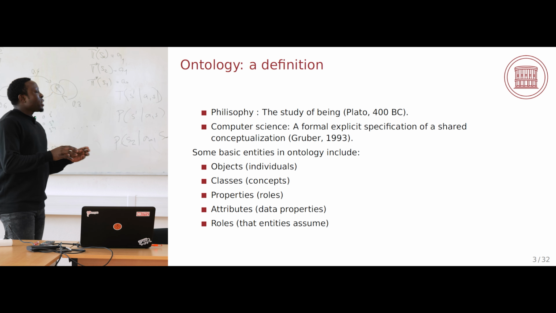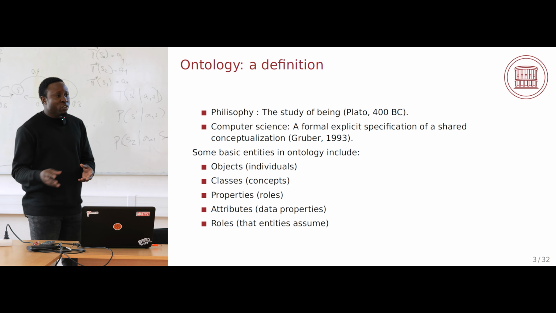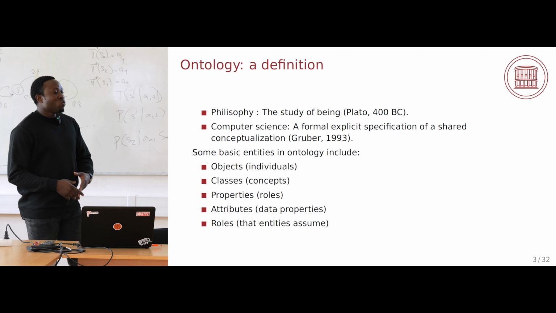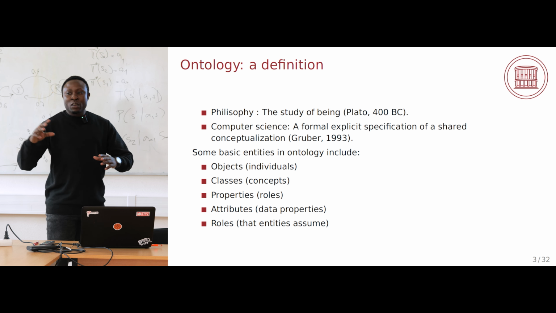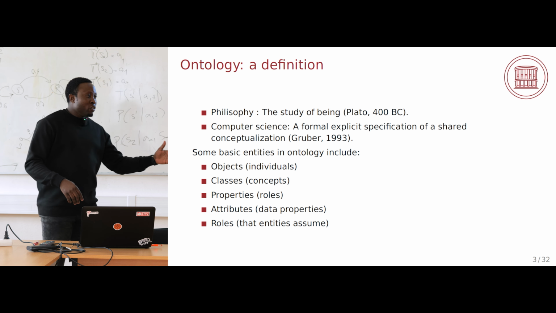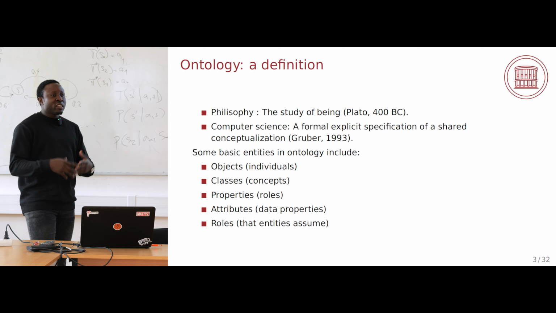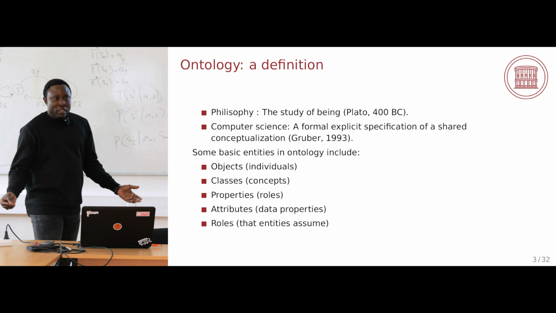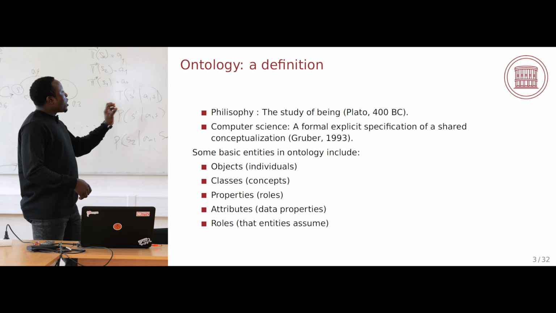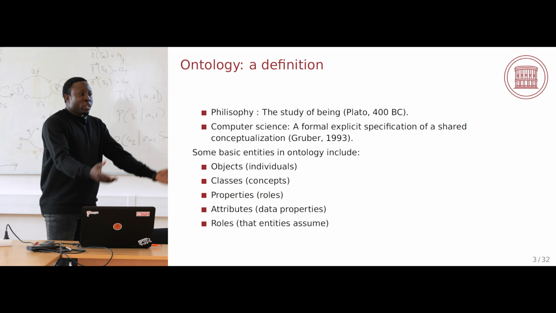And ontology, like I said, has a lot of basic entities in it, like objects, which are the individuals, and then classes are the concepts. The properties could be the roles that relate these entities together, like a role that relates a class and a class together, or an individual, and then the attributes, like the data properties, like the age, the distance of a place, and the rest. And then the roles are like the entities that an individual assumes in a relationship.